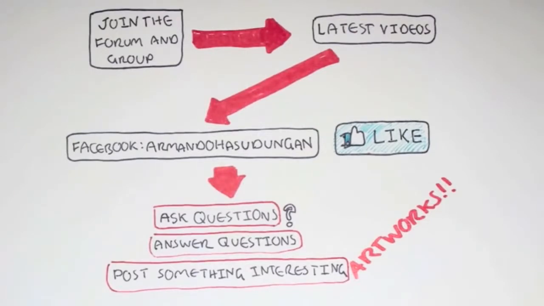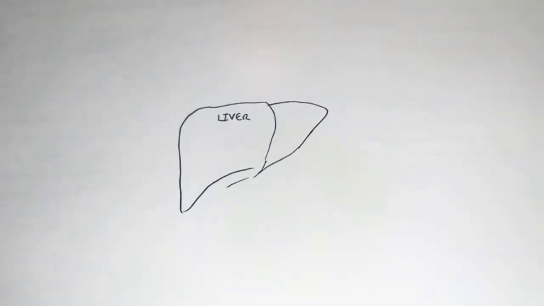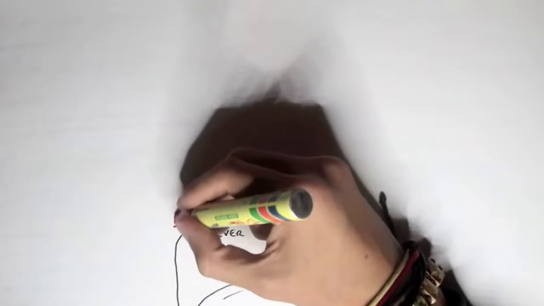In this video, we're going to look at the functions of the liver physiology. The liver has many functions. Let's look at them one by one. First of all, it can synthesize amino acids.